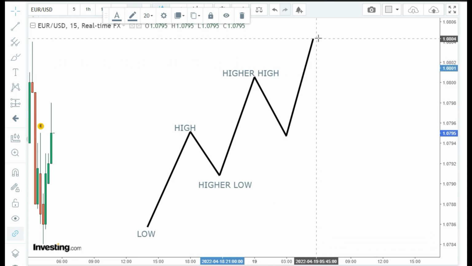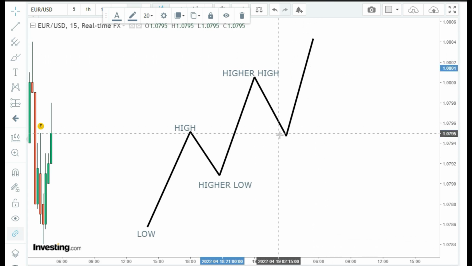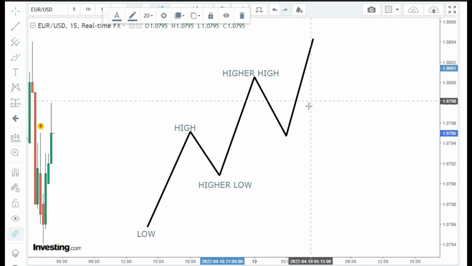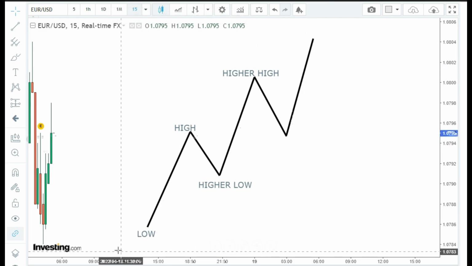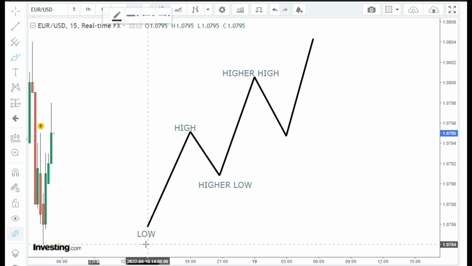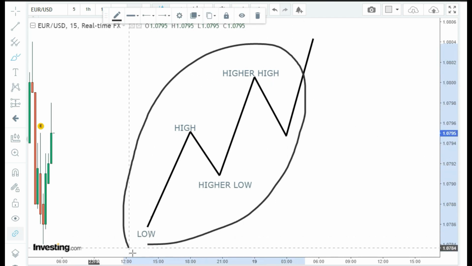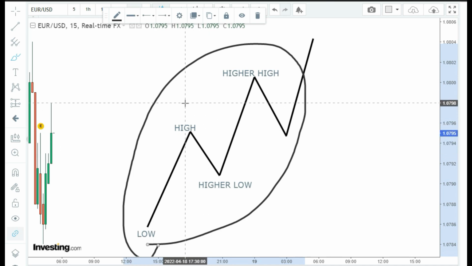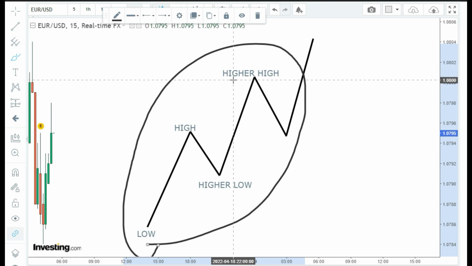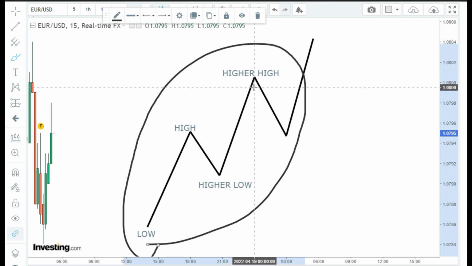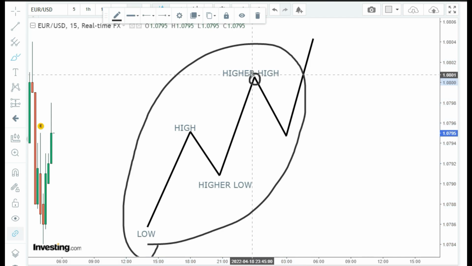Now if the market wants to reach further, it will again create a higher low and a higher high. I'm not naming them because this is an obvious thing. So whenever you see this four-point formation, where the market formed a low, then a high, then a higher low, and then a higher high, you will say that the market is moving in an uptrend. The uptrend is confirmed here when the market created a higher high. This is the confirmation point that yes, the market is in an uptrend.